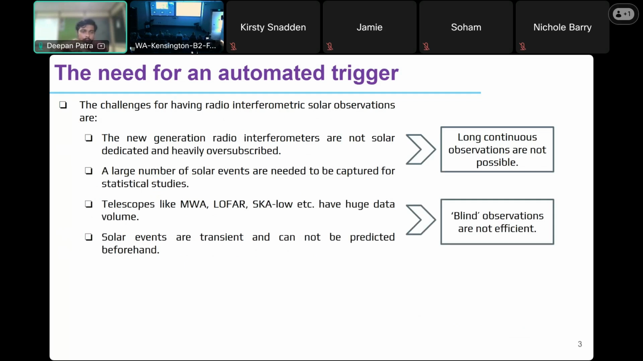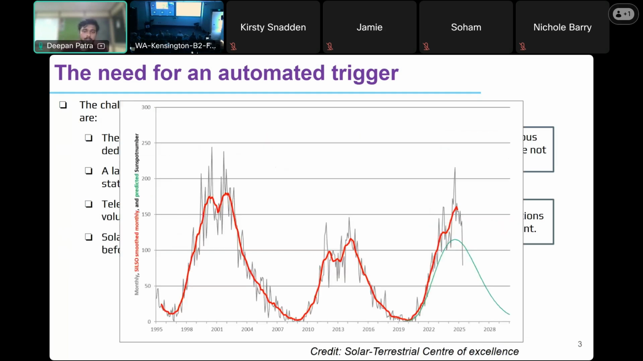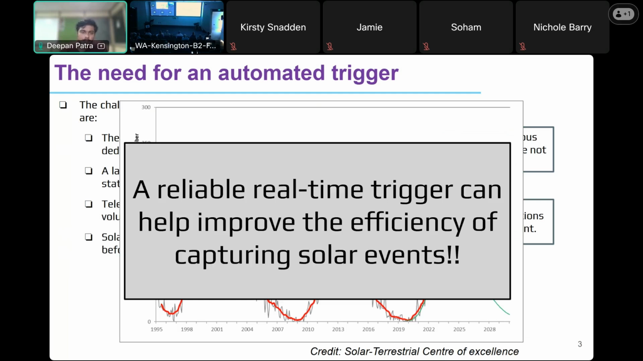The telescopes have a huge data volume, and we also cannot predict these events beforehand. These are transient events, so blind scheduling of these observations is not efficient at all. On top of that, we are currently at the solar maximum, so we expect more of these events to happen. Hence, a reliable real-time trigger can help us improve the efficiency of capturing these solar events.